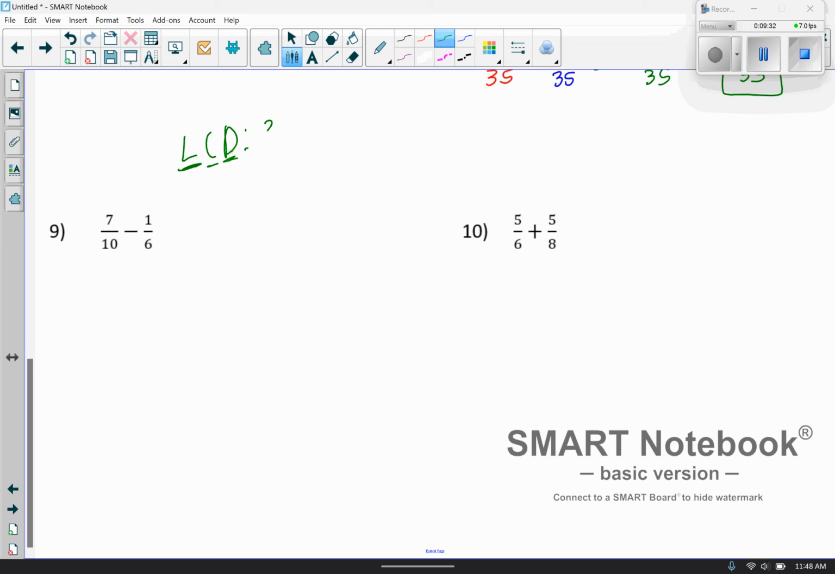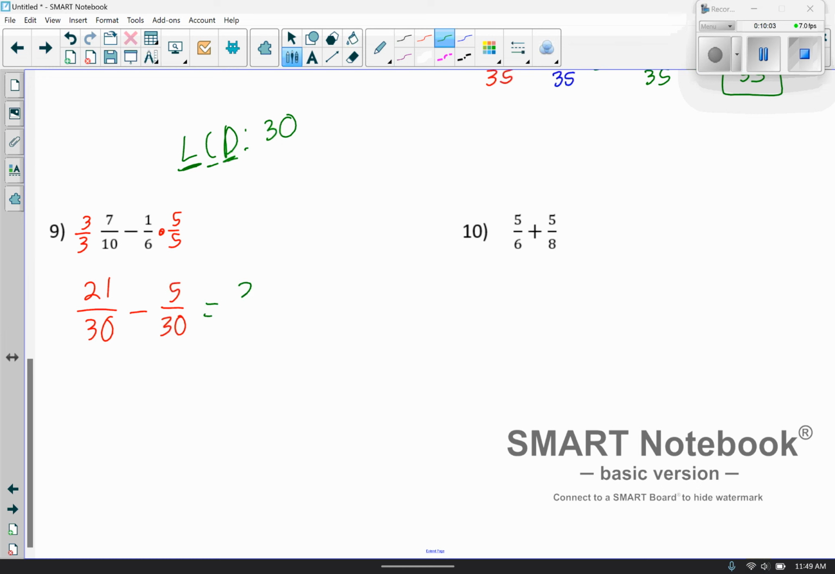So it's actually going to be 30 in this case. 30 is going to be the smallest number that we can manipulate this, where we're going to have that common denominator. So in order to get the 10 to be a 30, we're going to have to multiply by 3 over 3. Now we're looking at 21 over 30. And then looking at the 1 over 6, we're going to have to multiply that by 5 over 5. And then now that will give us 5 over 30. And we have that common denominator.